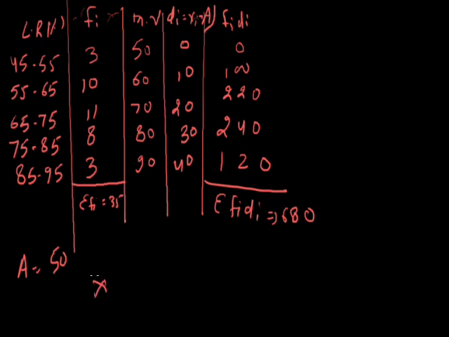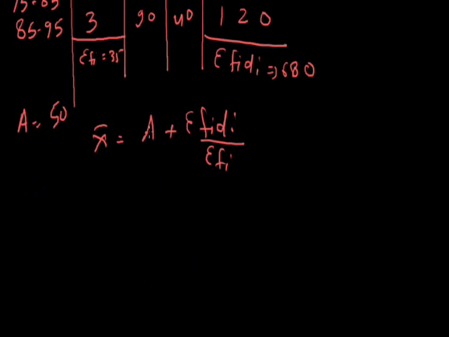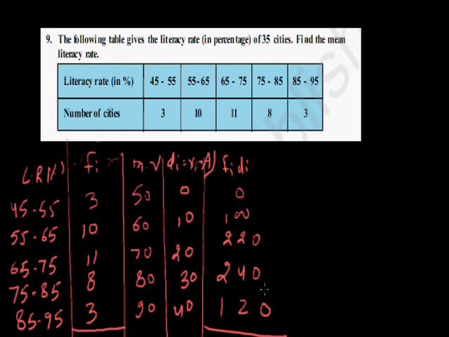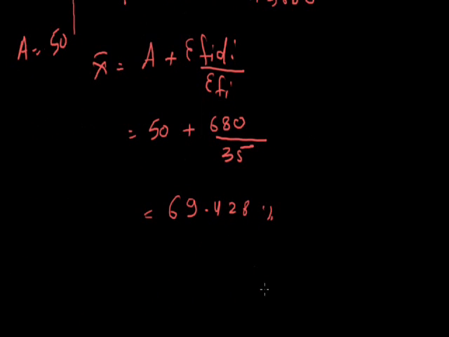Now x bar is a plus summation fi di upon summation fi. Now this is 50 plus 680 divided by 35. Now by solving this we get 69.428%. Now the literacy rate is 69.428.